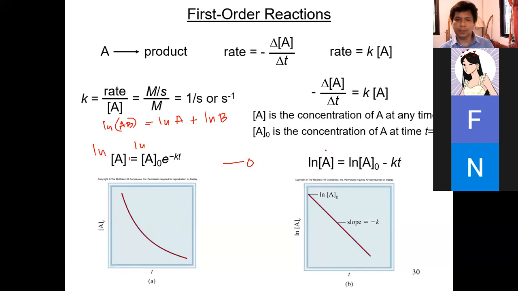So, in this equation, ln of A is your y. We have a line equation. Tapos, this is the y-intercept, yung ln of A sub O. Tapos, yung k would be equal to your slope. So this is how to determine the k if you have a set of data. Ay, sorry, this is Y. This is X. Yung t ang X.